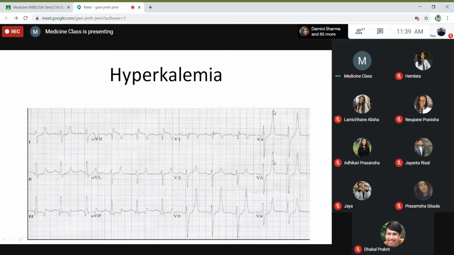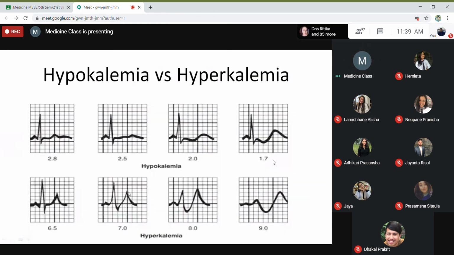T wave flattening over here, and becoming inverted. This one is peaking up, and there may be a widening, prolongation of the QT interval in this one. So these two are completely opposite of each other.